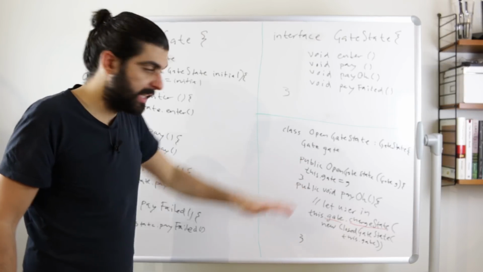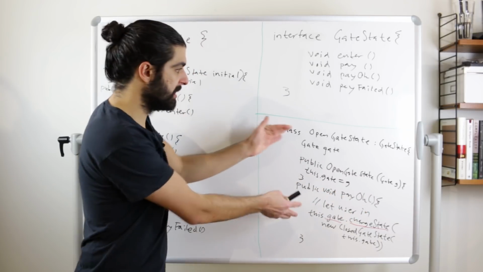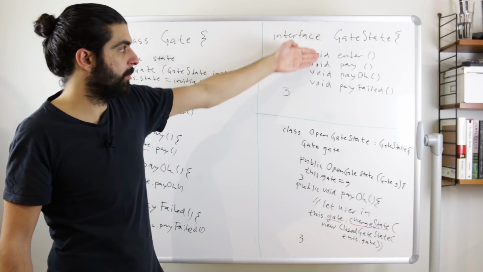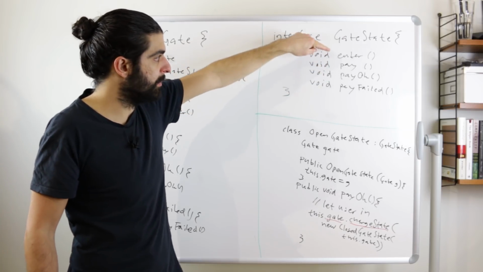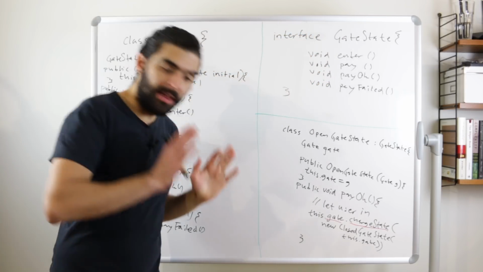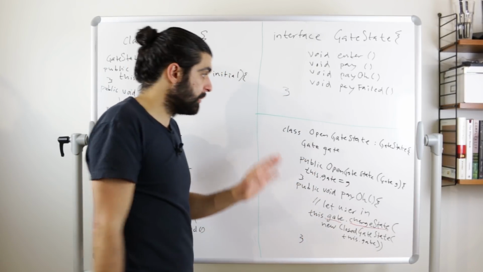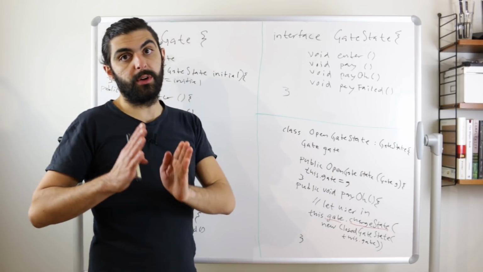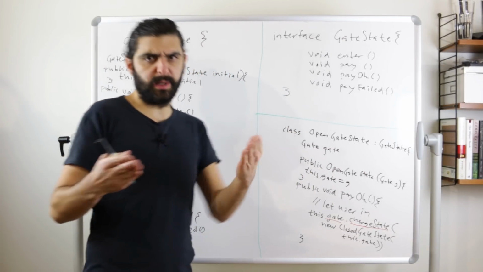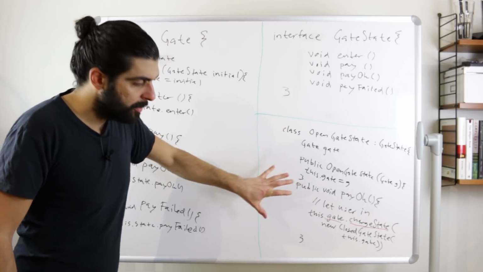And of course, let me just mention again that now we just implemented the payOK method, but this class needs to implement all four methods from the interface gate state. So it also needs to implement enter, pay, and pay failed. And then all that stuff we also have to do for each of the different states. We have to do that also for the closed gate state, and we have to do that for the payment processing gate state, or whatever we decided to call that. And that might sound like duplication, but it's not duplication.